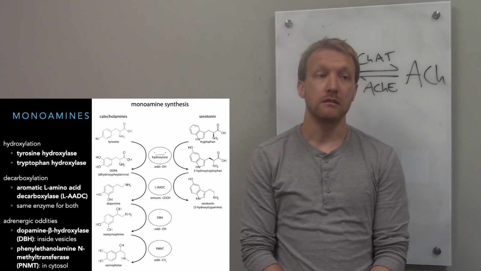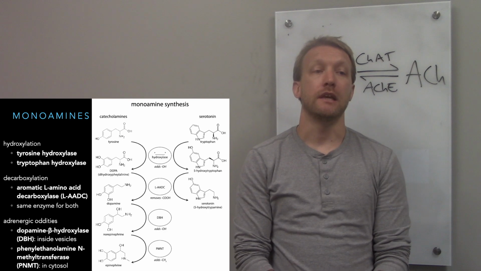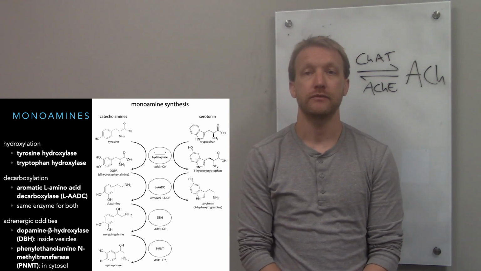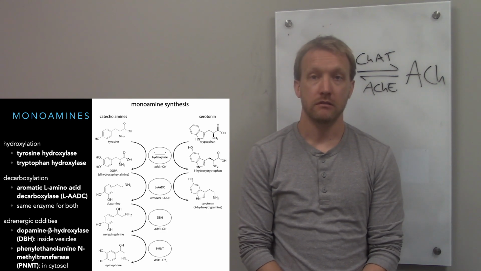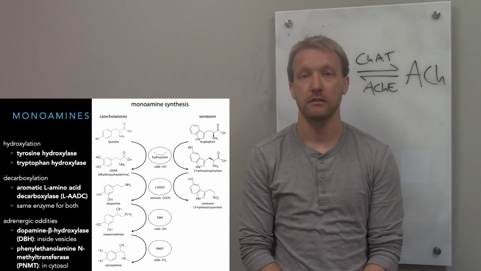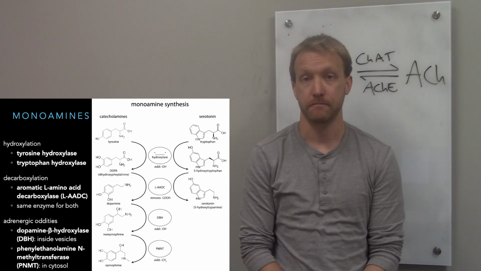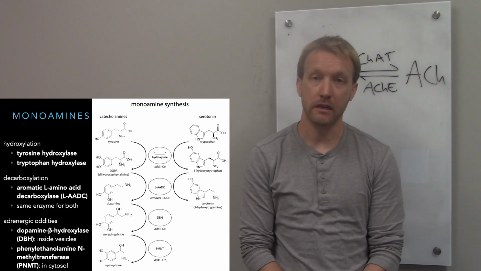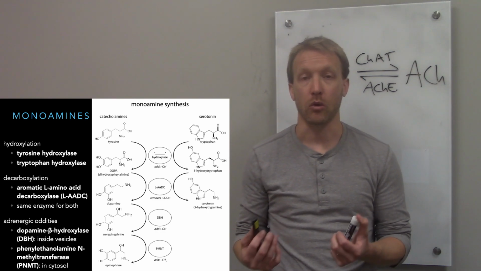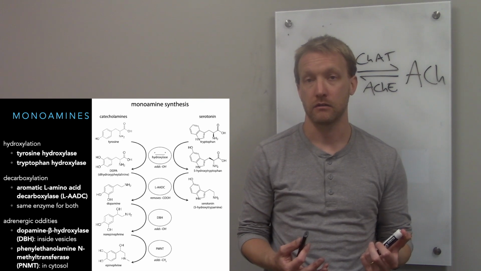That amino acid is then hydroxylated. That is, we add a hydroxyl group onto it. So tyrosine hydroxylase, tryptophan hydroxylase. Okay, we haven't made a neurotransmitter yet. We've made the precursor. So either DOPA or 5-hydroxytryptophan.